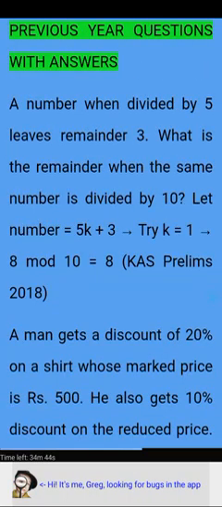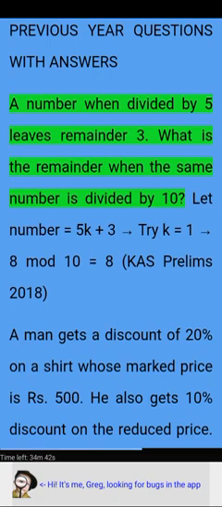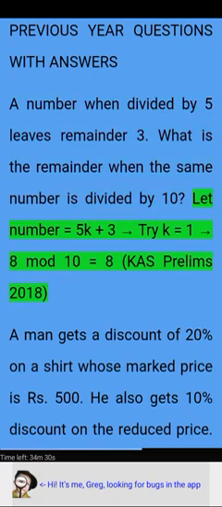Previous year questions with answers. A number when divided by 5 leaves remainder 3. What is the remainder when the same number is divided by 10? Let number equals 5k plus 3. Try k equals 1, then 8 mod 10 equals 8. CAS Prelims 2018.